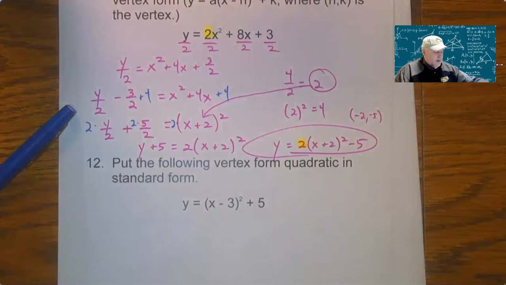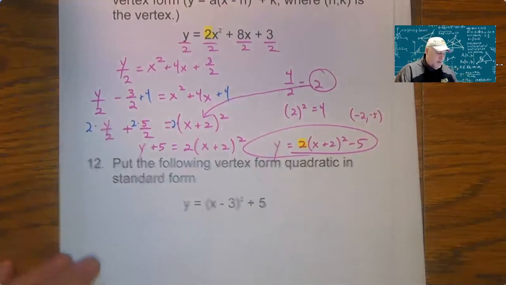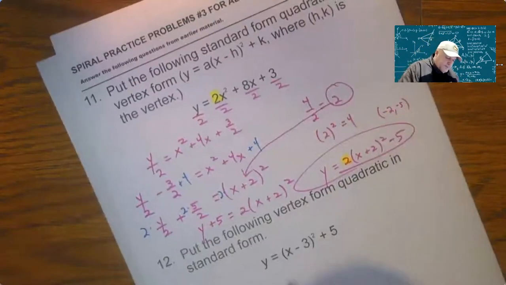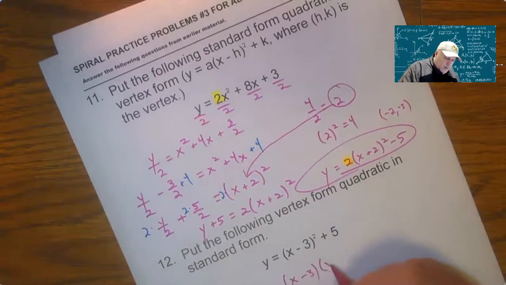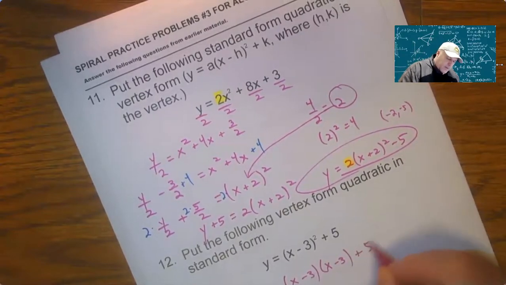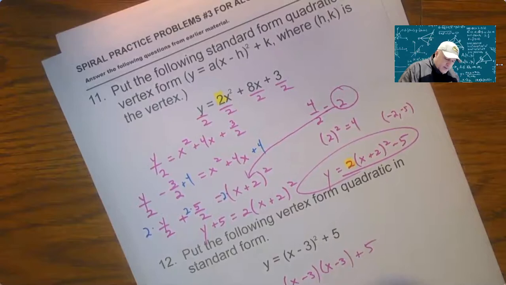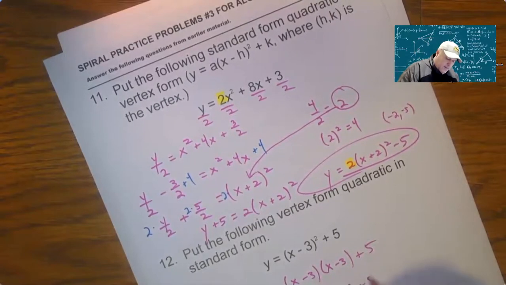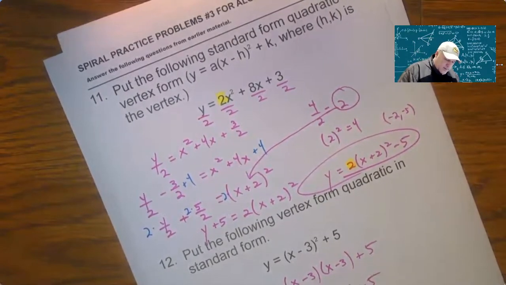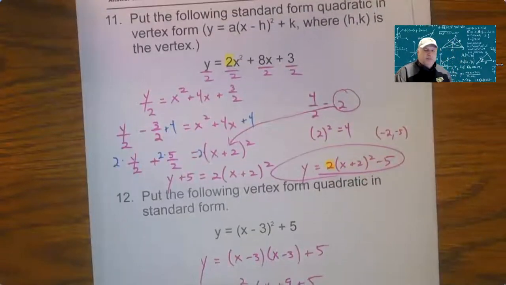Okay, put the following in vertex form and standard form. So you would have to FOIL this out. So x squared minus 6x plus 9 plus 5. So x squared minus 6x plus 14 after you simplify that.